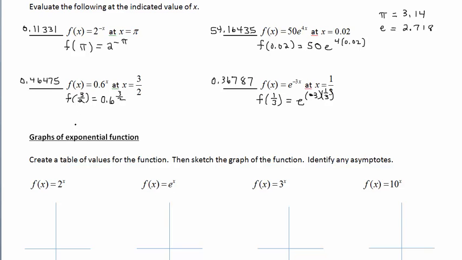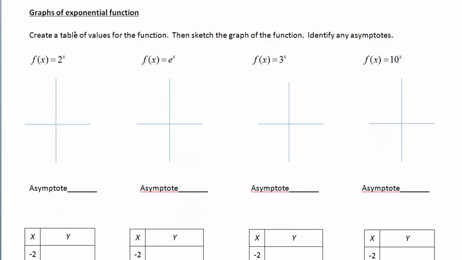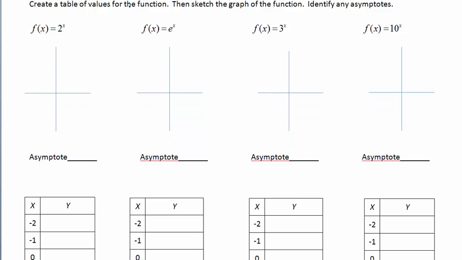The next thing that we're going to do is graph some exponential functions. So we need to dig in and look at the basic behavior of an exponential function, and then after we graph some parent functions of exponential functions, we'll be able to graph some other functions based on transformations of these parent functions. In this next set of problems, we're going to create a table of values. That's why these tables are given. Then we're going to sketch the graph and identify any asymptotes that these graphs might have.